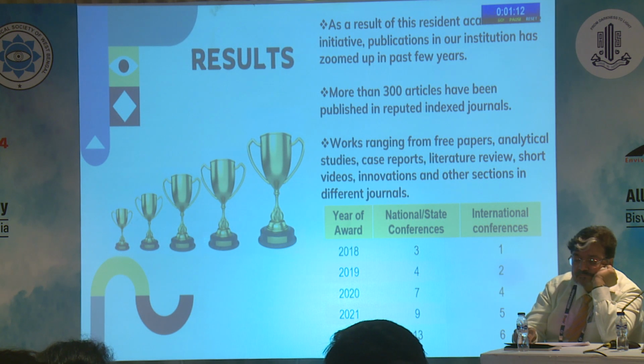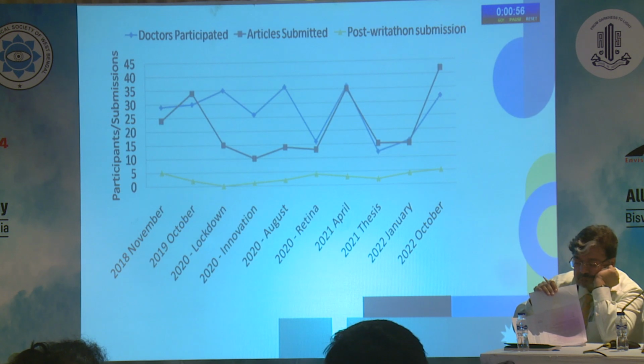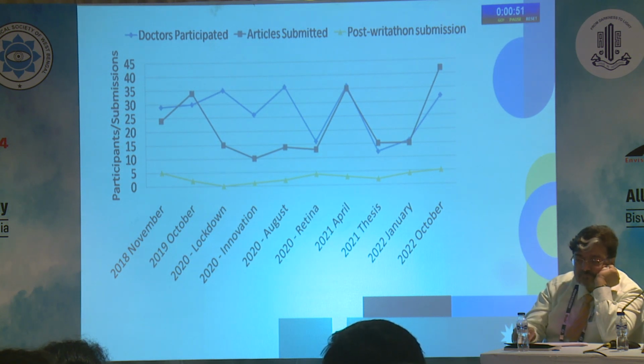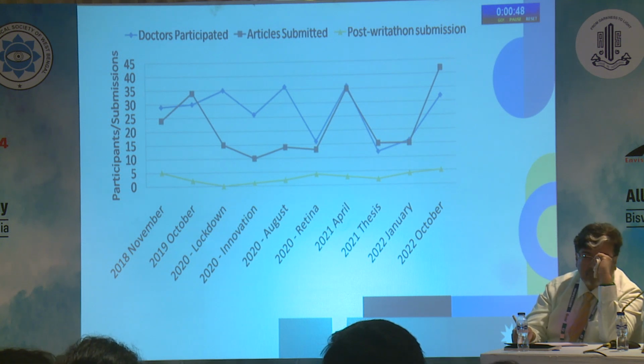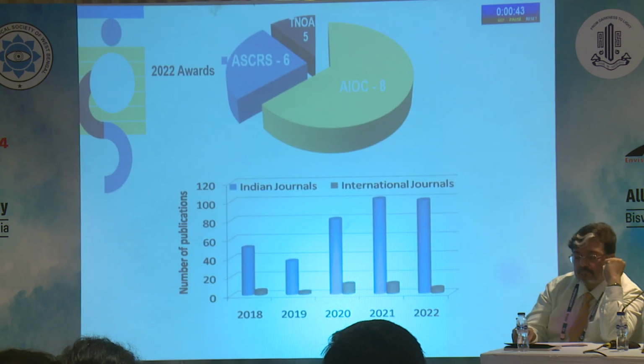As you can see from the data from 2018 to 2022, our prizes and our publications have spiked up. This is the data of the papers which got selected in state conferences as well as international conferences, which are continuously increasing. You can also see the doctors' participation, the articles submitted, and the post-write-a-thon submissions all spiking up. Last year's data is yet to be compiled, but this covers November 2018 to October 2022. These are the prizes we have won in various conferences, including ACRS, TNO, and AIOC, and the publications in Indian and international journals are also spiking up.